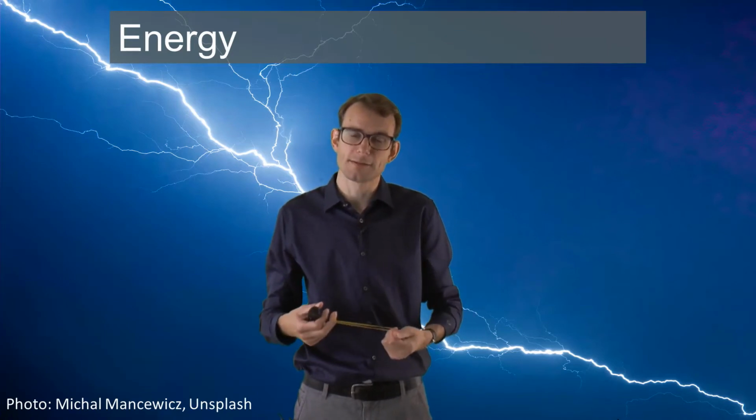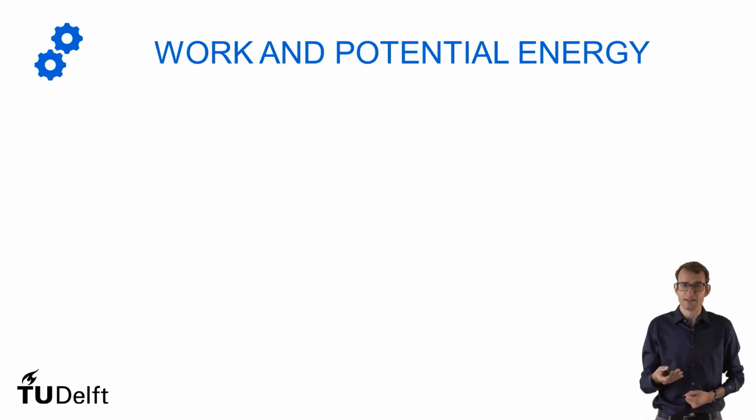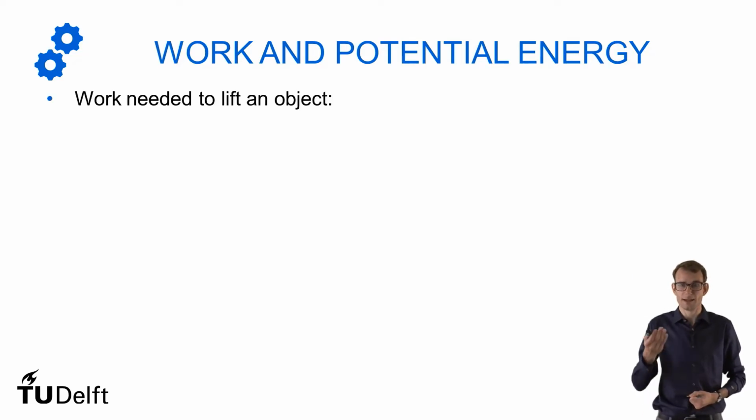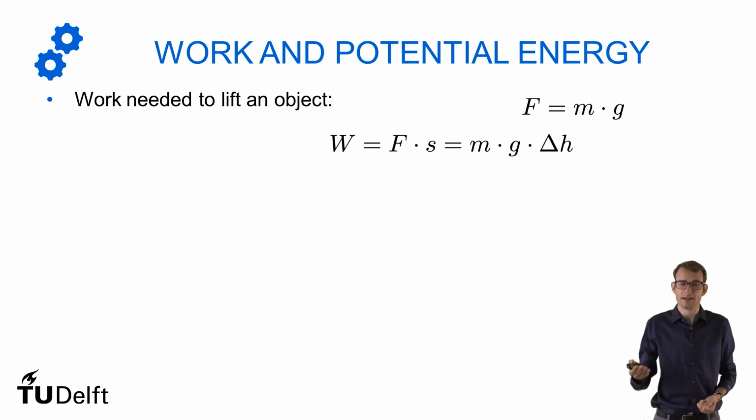To go back to the last unit, work was already a form of energy. And work that you do can be calculated as the force times the displacement. So let's quickly recap with two simple examples. The force of gravity: if you need to do work against gravity, for instance, if you're lifting something, gravity locally is a constant force, mass times gravitational acceleration. So the work that you need to do is simply this force times the displacement.